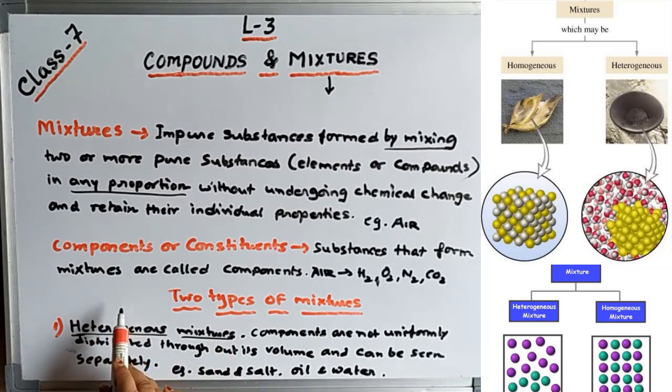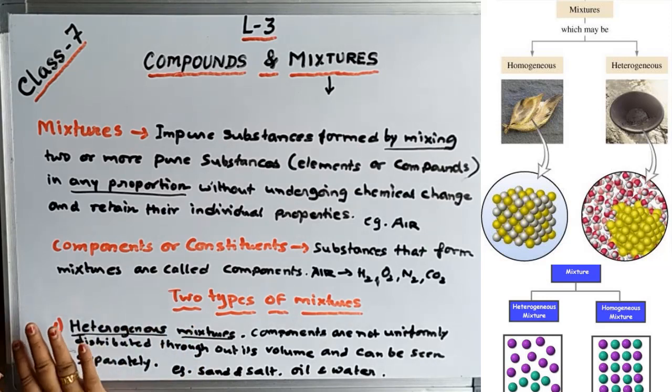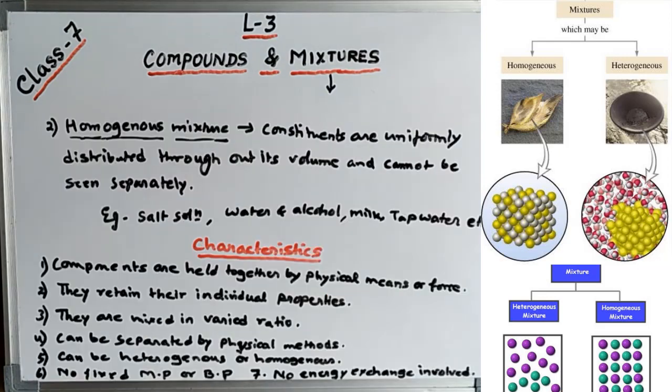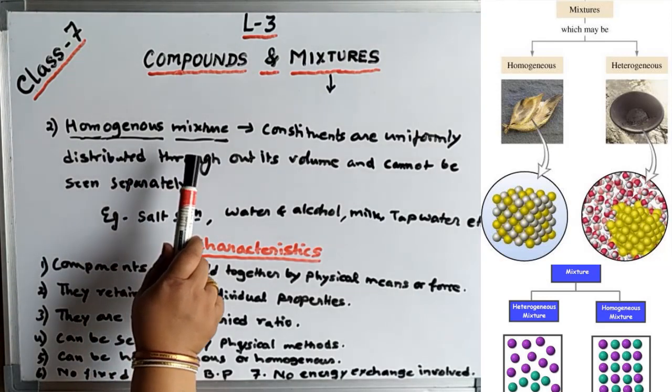Suppose sand and salt, you can easily see them. Where is the sand, where is the salt, and the distribution is totally unequal. Because if you take a handful of that mixture, you don't have the guarantee that you have got an equal amount of sand and salt with you. Similarly, in the liquid state also, you can take oil and water as an example, which comes under the heterogeneous mixture. The next type of mixture is homogeneous mixture.